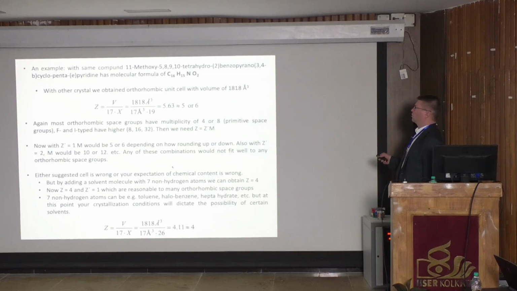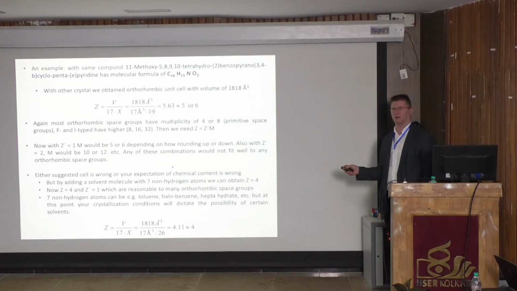The other example is this kind of thing. It's the same thing with exactly the same compound. It can happen. Now we get a different unit cell. Look, it's definitely smaller. The previous one was 2,500. Now we get 1,800. So what is wrong? Or is there anything wrong?